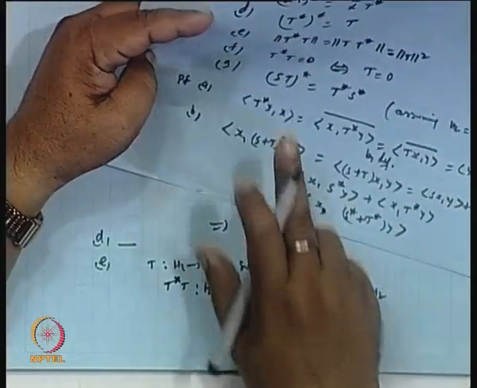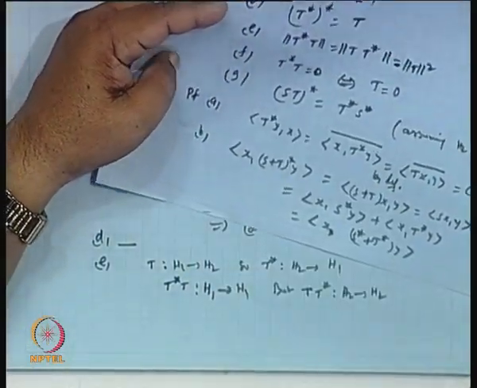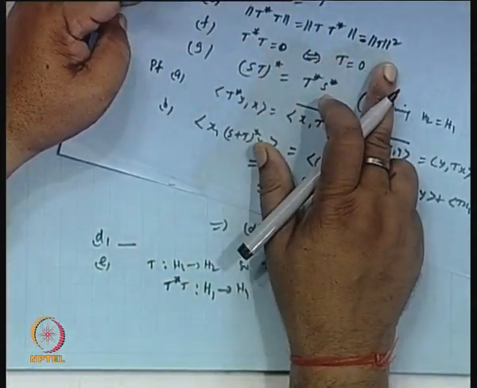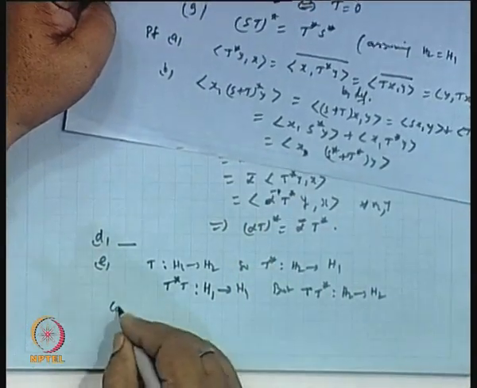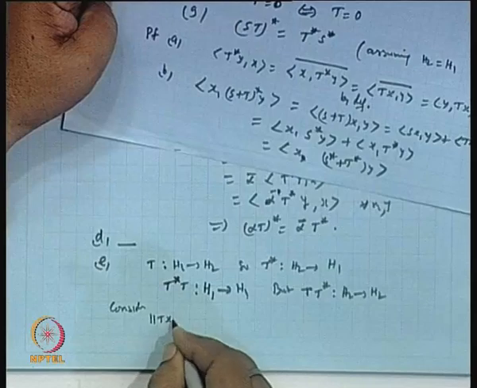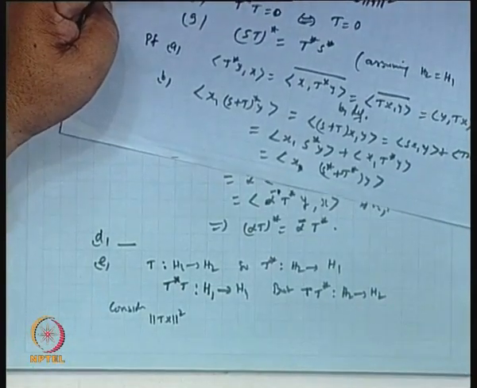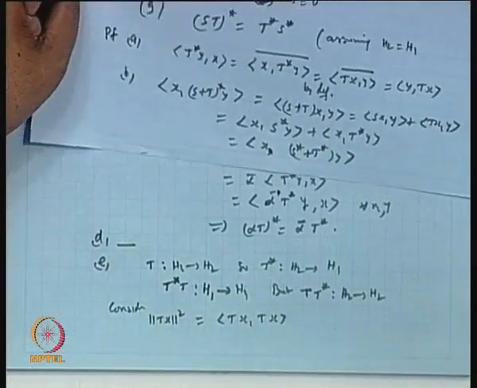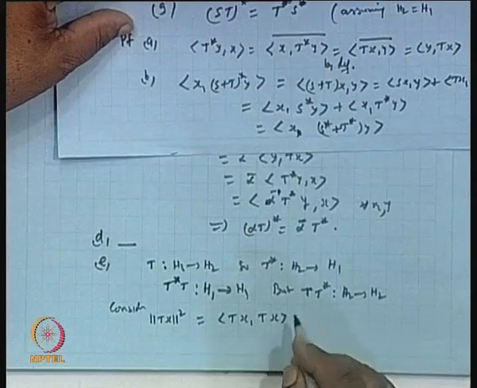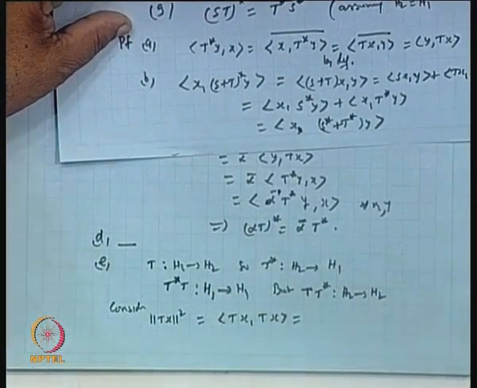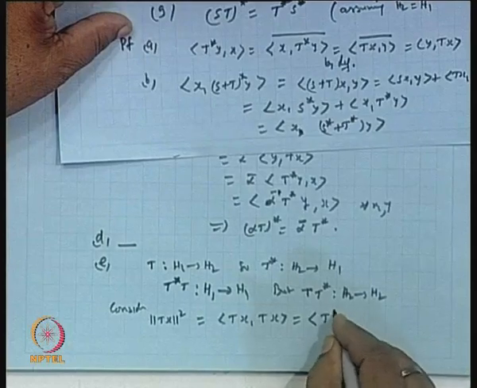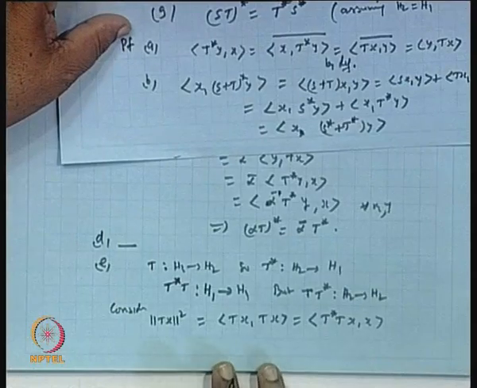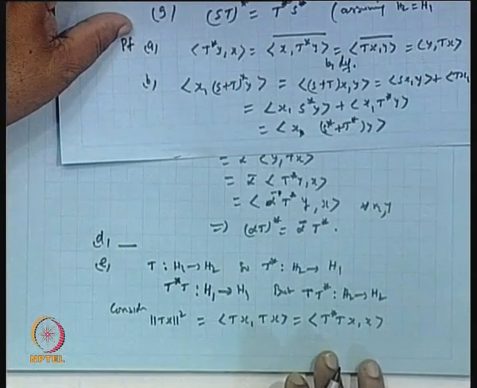So the domains are not the same, but what it says is that their norms will remain the same. Both are equal to the norm of T square. Okay? So consider the norm of Tx squared. This can be written as the inner product of (Tx, Tx), is it correct? And this will be equal to, starting with this, (T*T x, x).